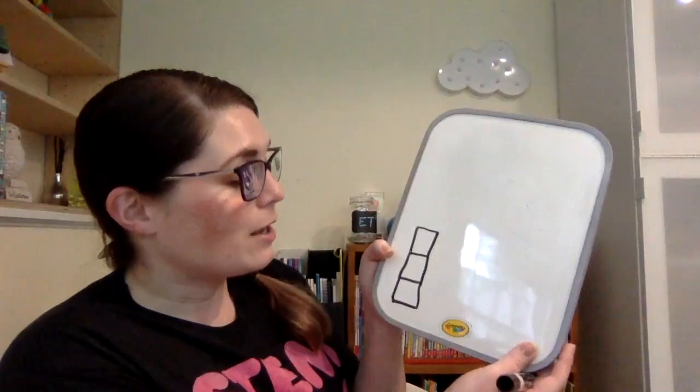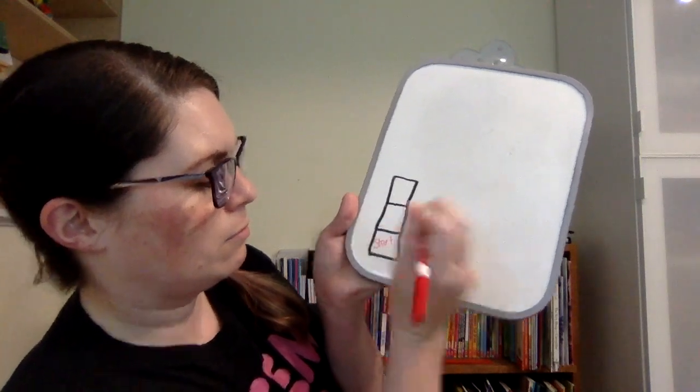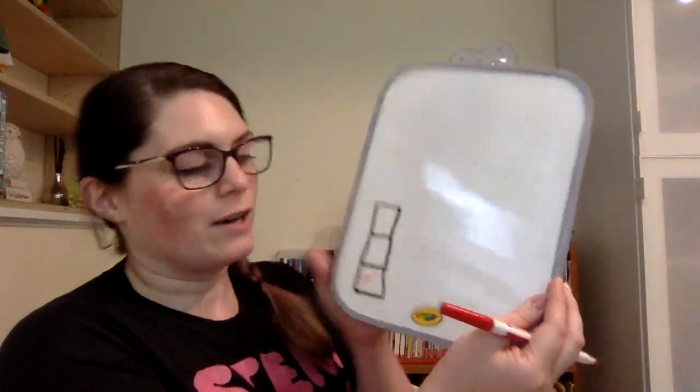So let's go ahead and label. I'm going to use a different color so I know where to start. I'm going to use a red marker and I'm just going to write the word start. Okay, so now I know I can start in that first box.